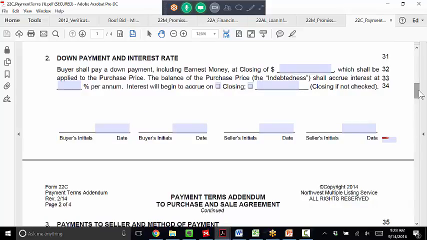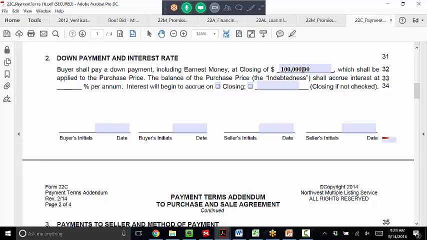Paragraph 2, down payment and interest rate. So now we're starting to get into the actual terms. Remember, this form is called payment terms. Buyer shall pay a down payment, including earnest money, at closing of blank dollars. So in our example, we'll just keep going with Doris's purchase of my home, and let's say I'm selling it to her for $500,000, and I want her to put 20% down. That's what I would put there.